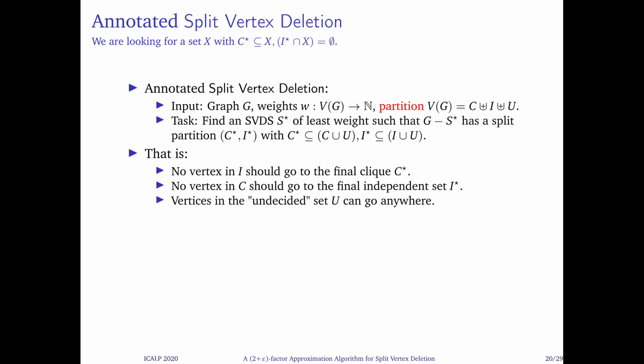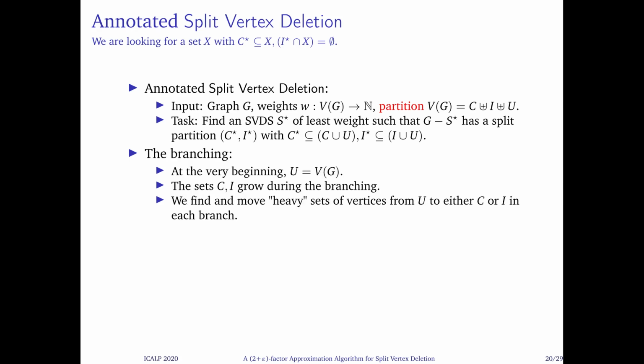The goal is to find a split vertex deletion set of the least weight of the graph such that G minus S star has a split partition C star, I star, where the clique C star is contained entirely in C union U, and the independent set I star is contained in I union U. That is, no vertex in the set I should go to the final clique C star, no vertex in the set C should go to the final independent set I star, and vertices which are currently in the undecided set can go anywhere.